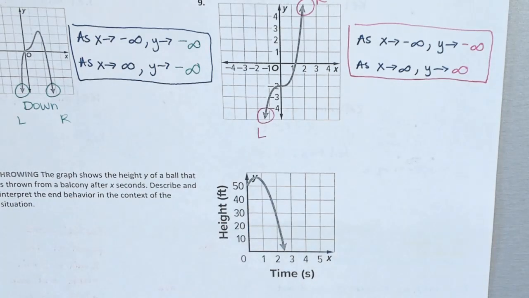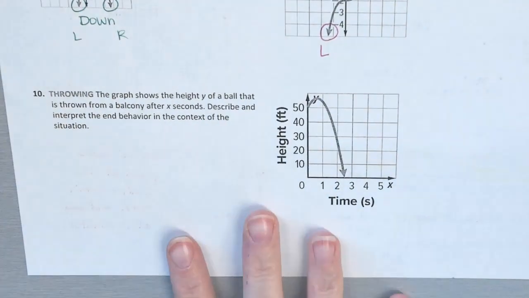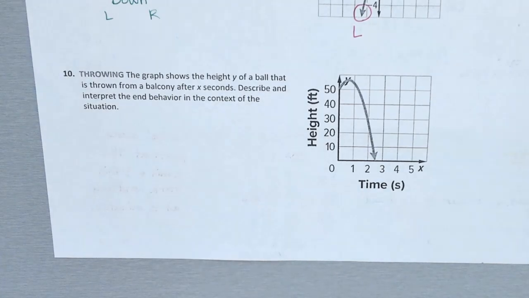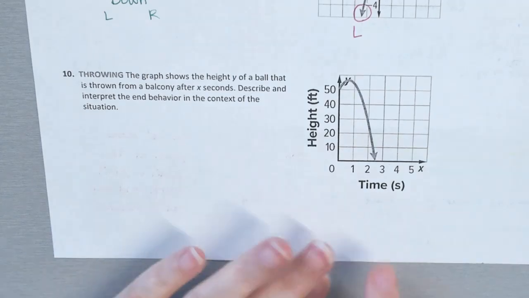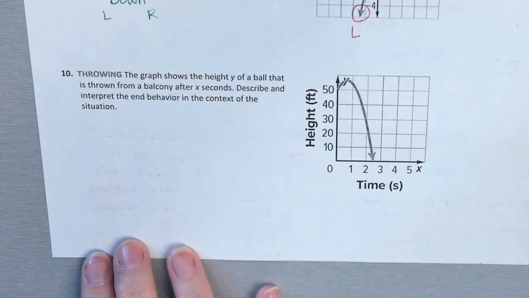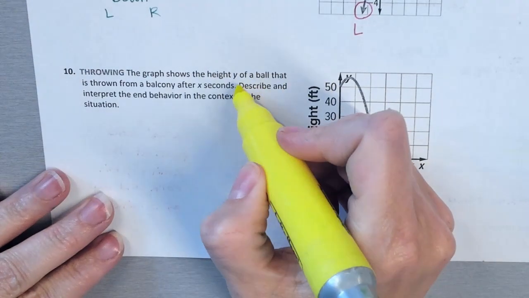All right, so now we are going to apply this concept to a real world situation, which means we're going to have some restrictions because the real world has restrictions. We're not having things go to infinity here. So this is about throwing, and the graph shows the height y of a ball that is thrown from a balcony after x seconds. So it's thrown from a balcony, that's why it's starting up here at 50. Okay, and then we have to describe and interpret the end behavior in context of the situation.